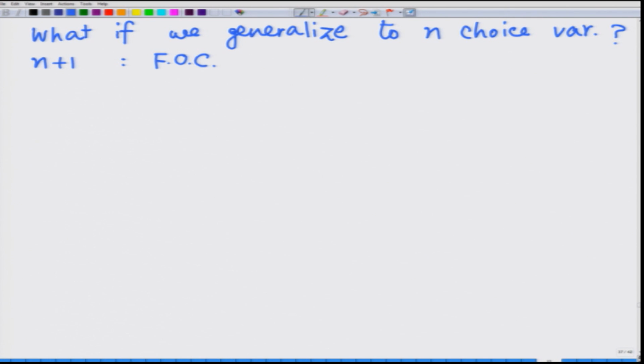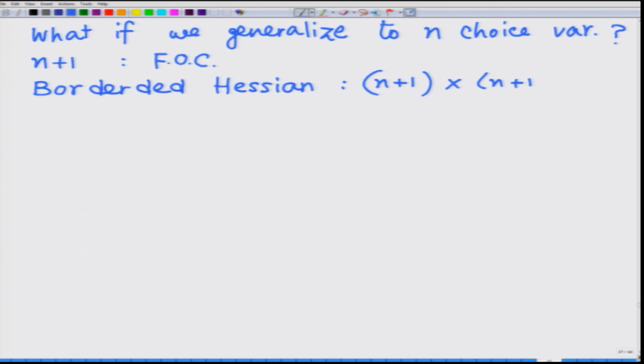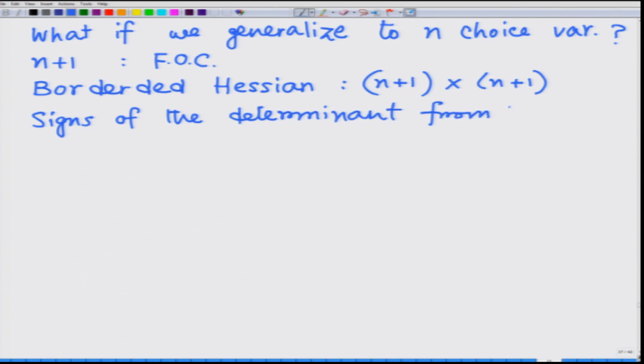So if there are n choice variables, you get n plus 1 first order condition equations. So in the case of n choice variables and one constraint model, the bordered Hessian matrix is going to be an n plus 1 by n plus 1 matrix, and the signs of the determinants from left to right will alternate in sign, and the order should be plus, minus, etc.